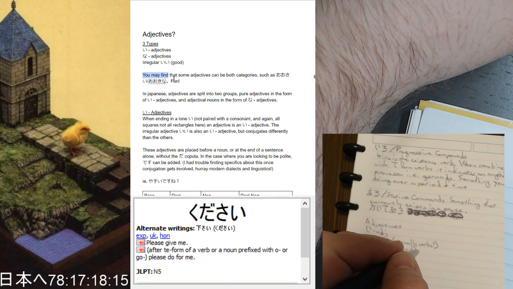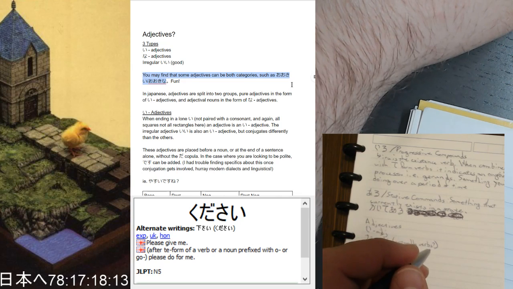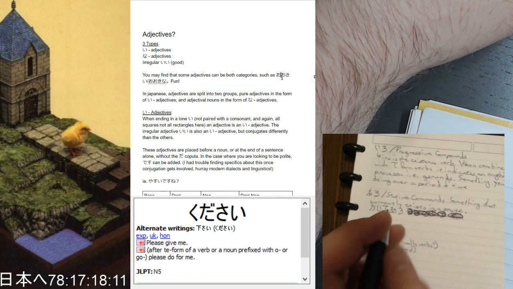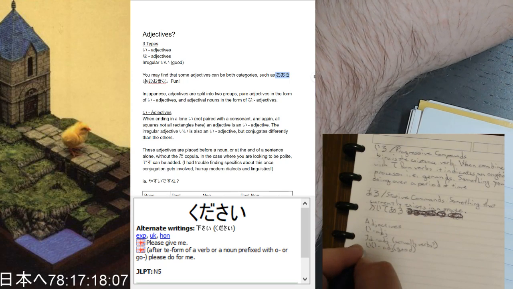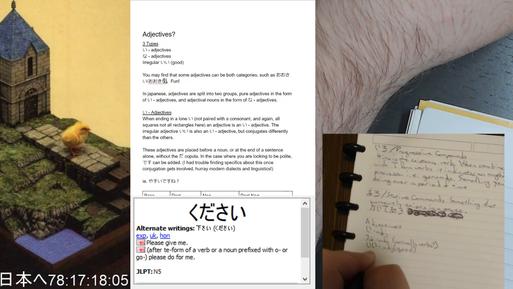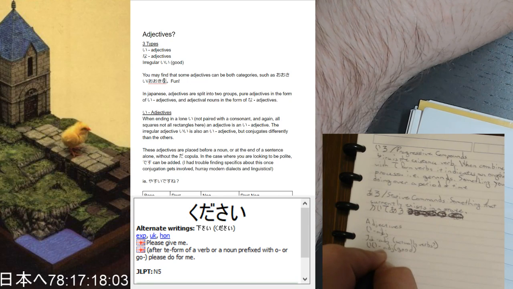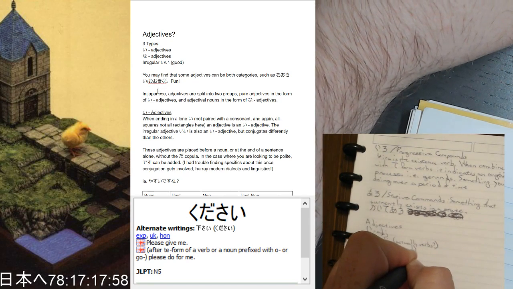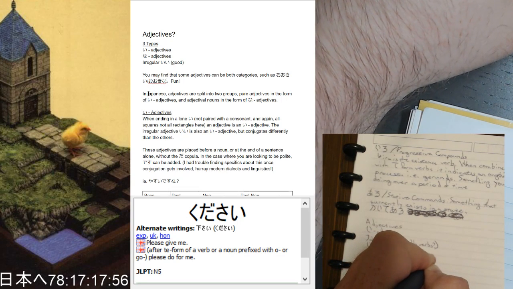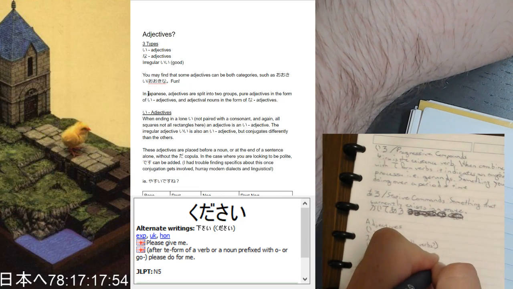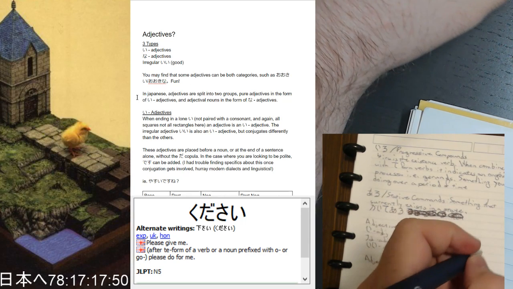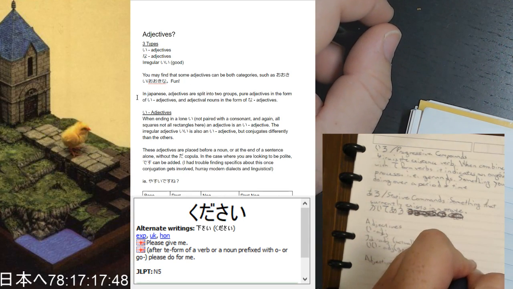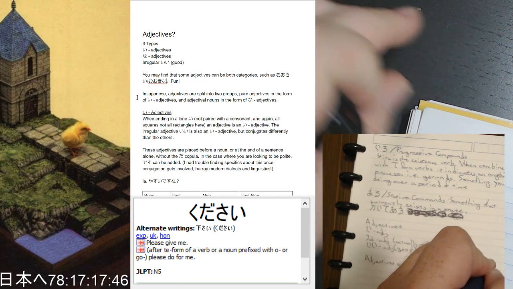And just for funsies, you're going to have some that are technically either one. Like oki or okina. Yay! Isn't that fun? Mm-hmm. Exceptions to the rules just make every language interesting. They're the worst. They're the worst. And the best.